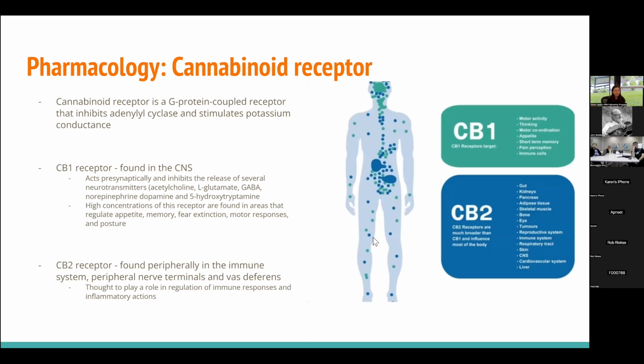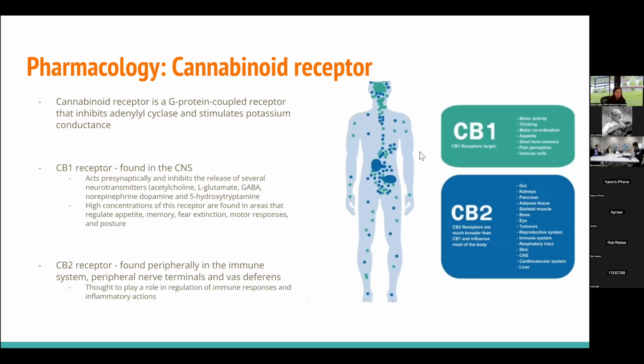So there are two known cannabinoid receptors. They were both discovered in the 1990s. If you remember back, THC, the psychoactive component, was identified in about 1964. So it took about 30 years or so for them to find these two receptors it acts on. These receptors are G protein coupled receptors, and they inhibit adenylate cyclase and stimulate potassium conductance.